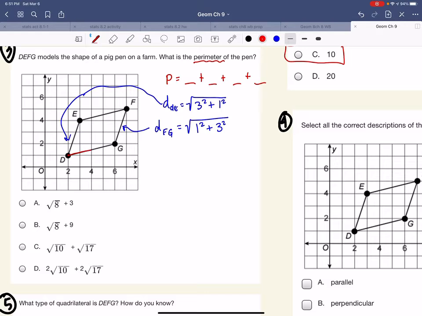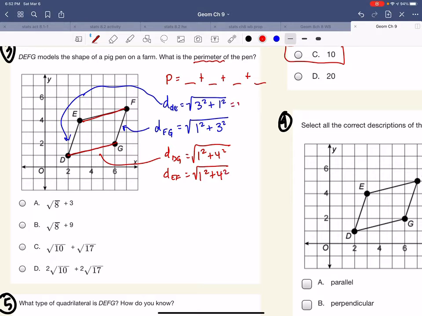Now, what about this longer side? What is the distance of these two longer sides? Let's take a look. DG and the distance of EF. It looks like we go up 1 over 4. Here you also go up 1 over 4. They're definitely the same. So like a 1 and a 4.